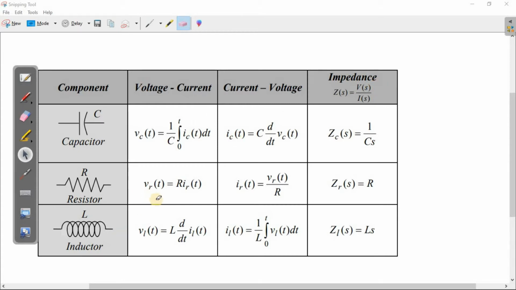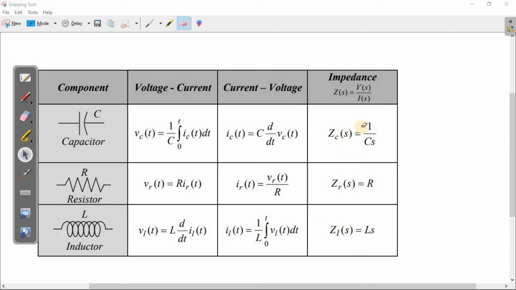Down here we have the VR. This is how we can write the voltage of the resistor. And then here we have VL. This is how we can write the voltage of the inductor in another way. Here also we have the current, which is C d/dt VC. This is how we can write the current of the capacitor. And then we have IR, the current flowing through the resistor, and IL, the current through the inductor.